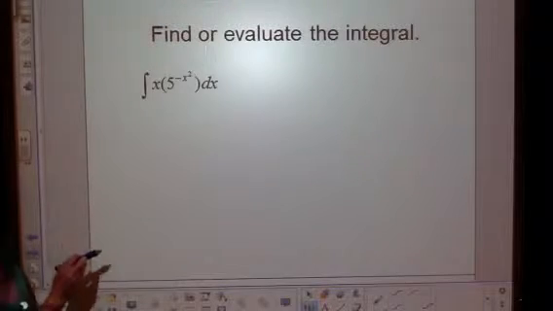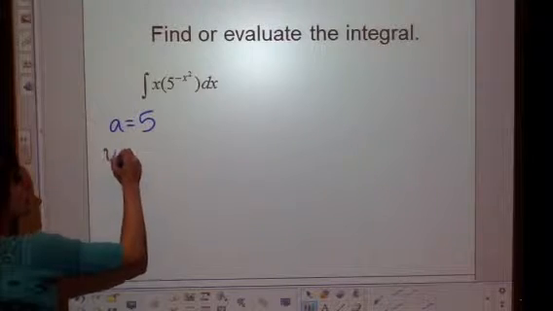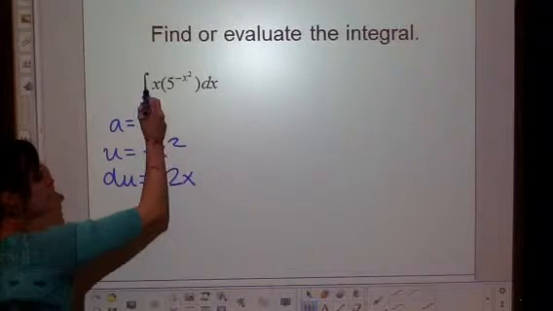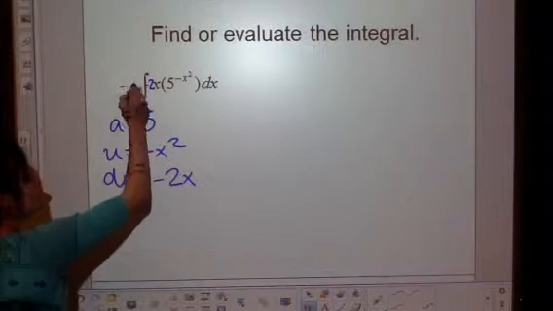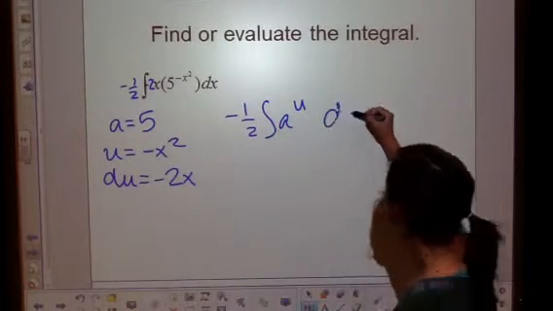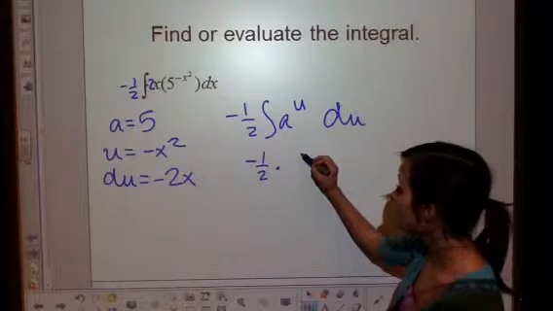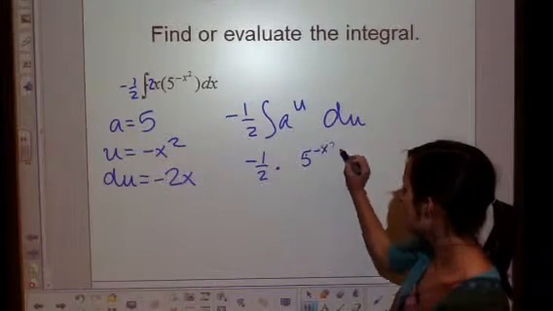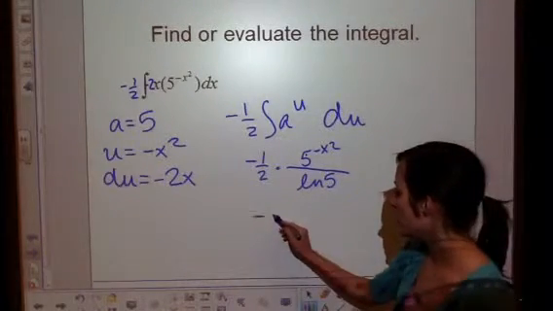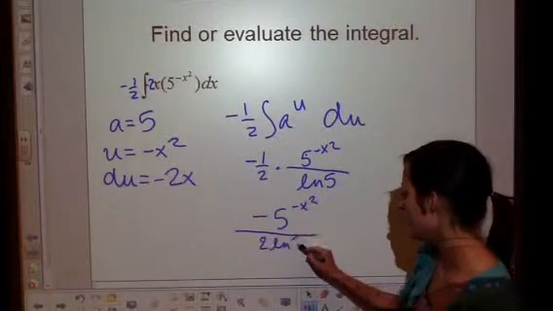So try this one on your own. You should say a is 5, u is negative x squared, du is negative 2x. So we have x, so we need negative half. So we got negative half a to the u du. So we have negative half times a to the u, so 5 to the u over ln a. So we can simplify that a little bit, put negative 5 to the negative x squared over 2 ln 5. You're done.